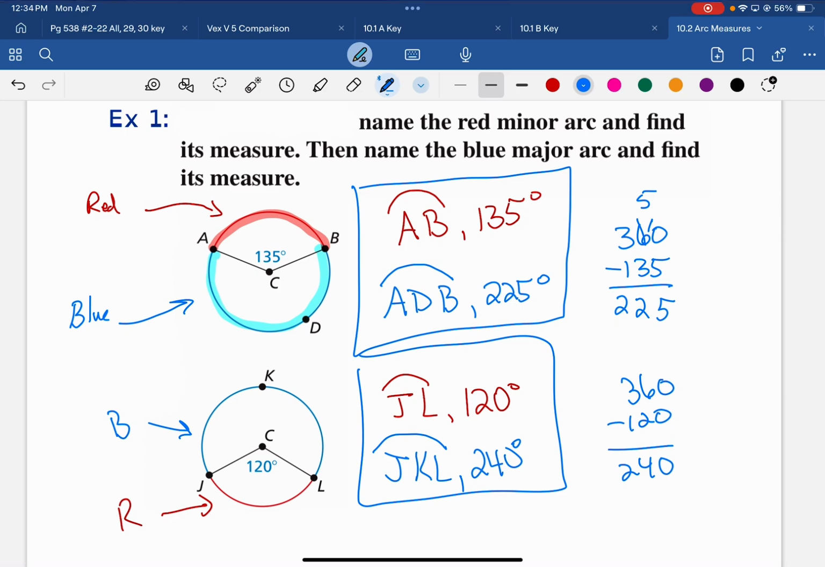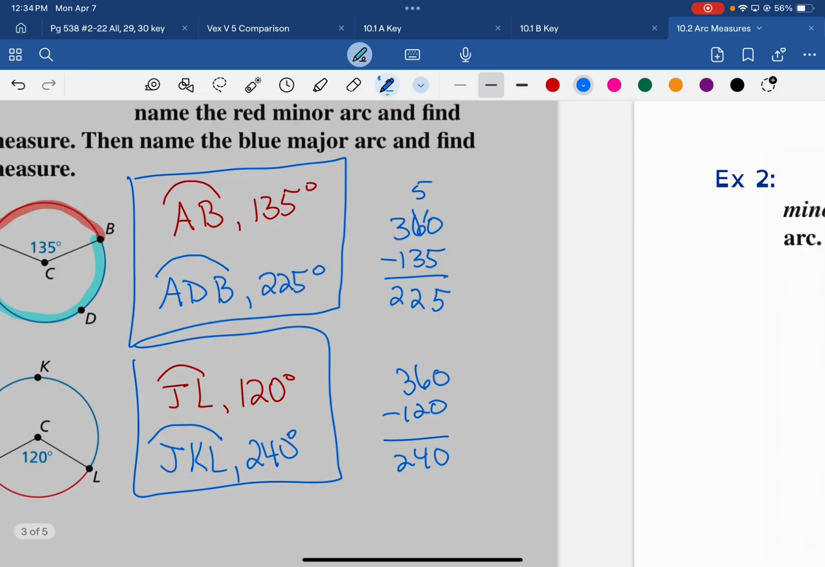All right, questions there? Uh-huh. It just depends on what it asks. Yeah, so you just have to pay attention to whatever the directions are each time. Okay. All right, let's go to the next one.